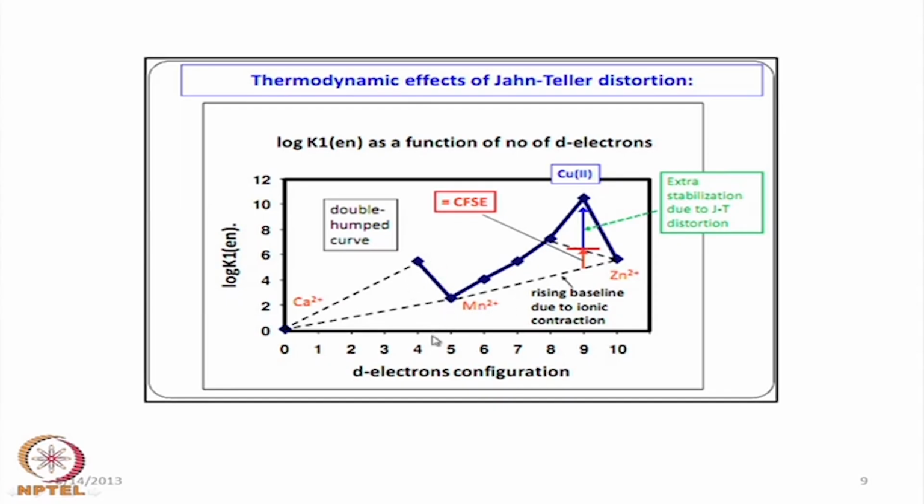Similarly, in case of the 3d4 situation, we also know that it has stabilization due to the Jahn-Teller effect, and that gives us some amount of stabilization. We have a double hump term, therefore, where the peak is here for 3d4 and the second peak is at 3d9 due to copper(II). So, any physical information we get due to that Jahn-Teller stabilization is reflected from determining the log K1 values for ethylenediamine coordination or binding.